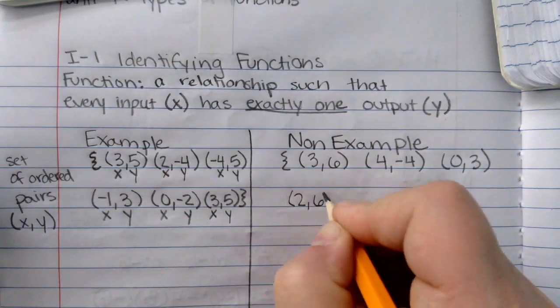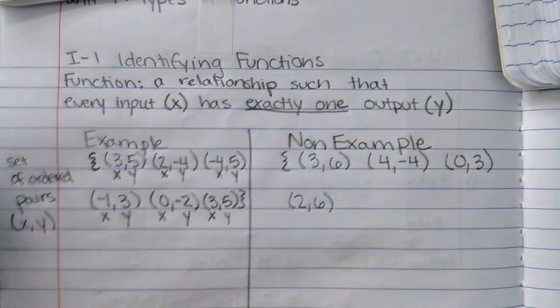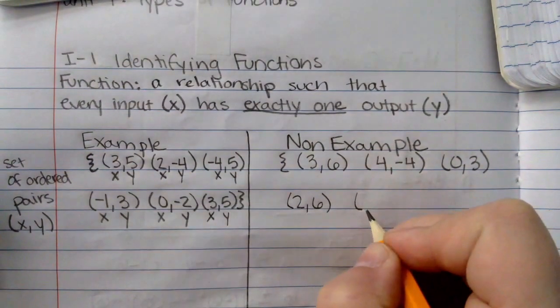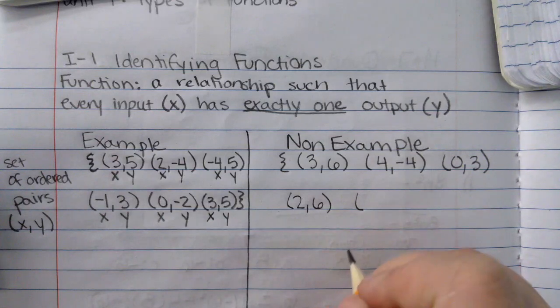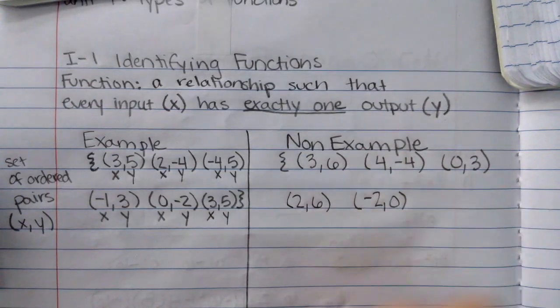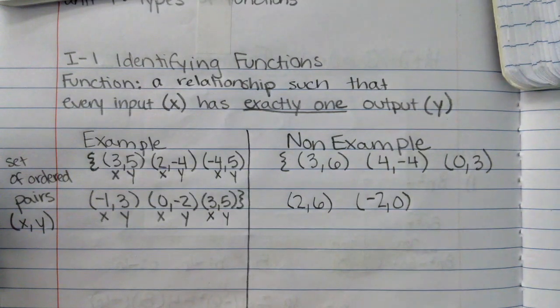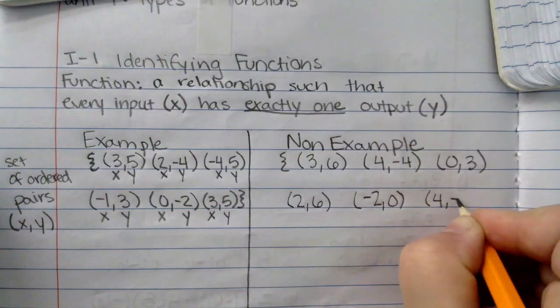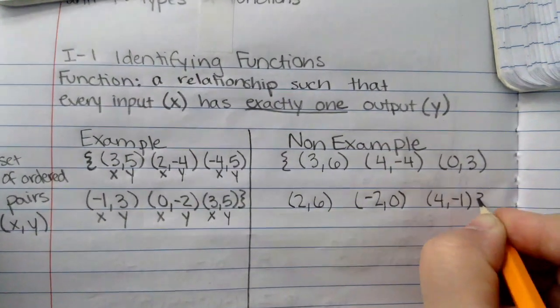Because if I have the same x but different y's, it won't work. So I'm going to box this and cross it out, saying it doesn't work, but I want to be able to read it so I can see what doesn't work. Same x, different y, does not work.